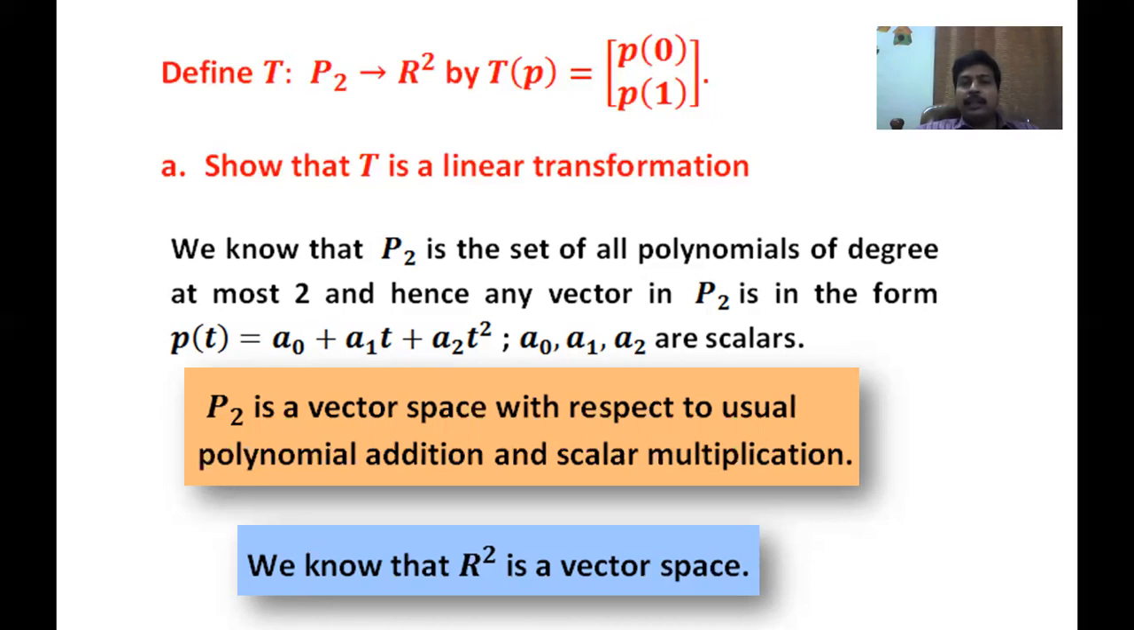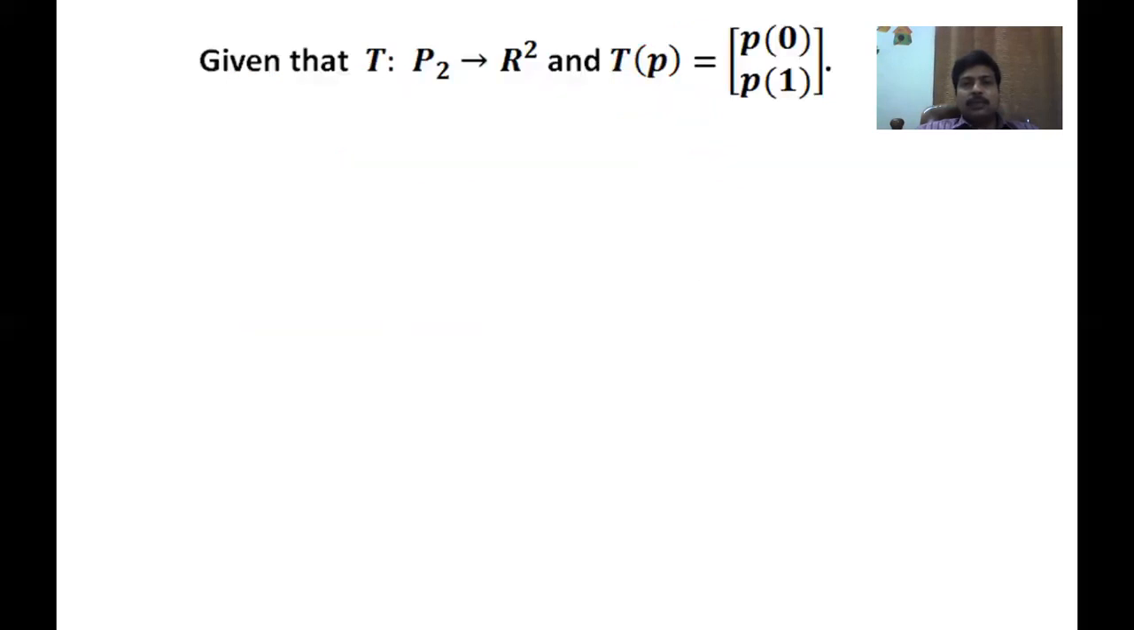Now to show that T is a linear transformation, we need to show the two properties, that is T of u plus v is equal to T of u plus T of v, and T of cu is equal to c times T of v. We need to do both those properties. So it is the definition of T given. Let us take two elements in P2. Since P2 is the set of all polynomials, I have taken two polynomials, one p(t), another one is q(t). So these two are my polynomials.